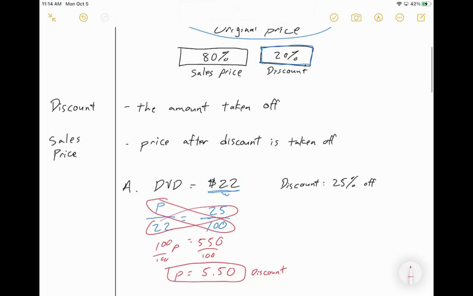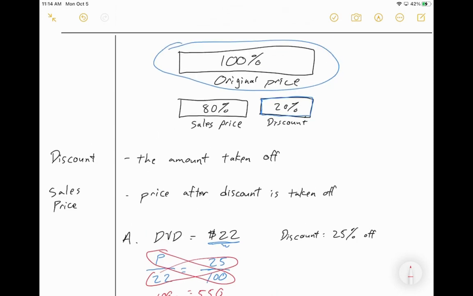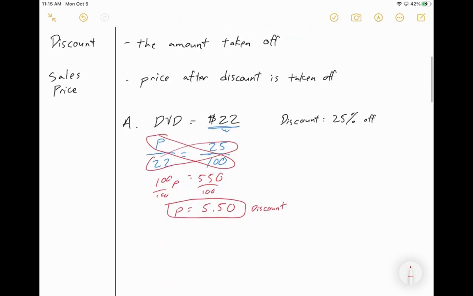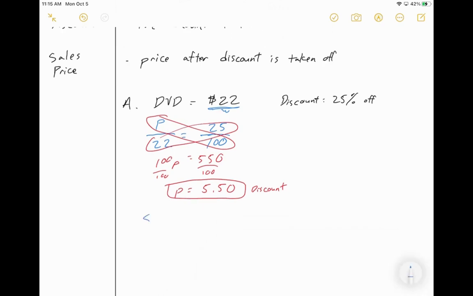So again, looking at this, we have to take this away to end up with our sales price. So now what we're going to do is subtract. To get our sales price, or I'll just call it our SP, we have to start with our original amount, which was $22, and subtract away the $5.50, which is our discount. Go ahead and do that in your calculator real quick.